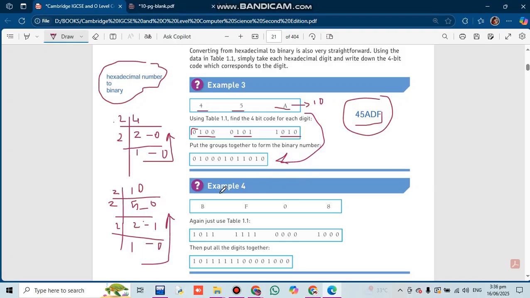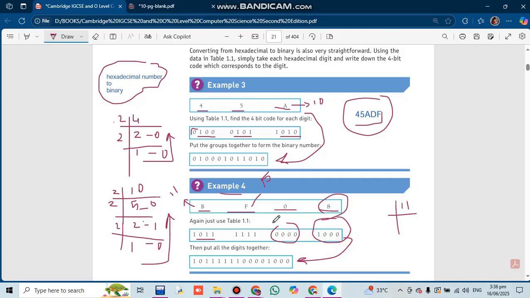Another example is given, which is B, F, 0 and 8. Firstly we need to understand the denary number of B. The denary number of B is 11, so we calculate the binary of 11 separately, and we find 1 0 1 1. The same thing: you will find the binary of 15, because F is represented by 15. The rest, 0 and 8, give 0 0 0 0 and 1 0 0 0, and now you can collectively write down all the bits.